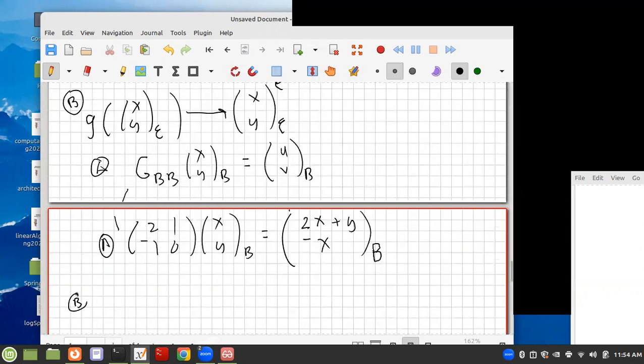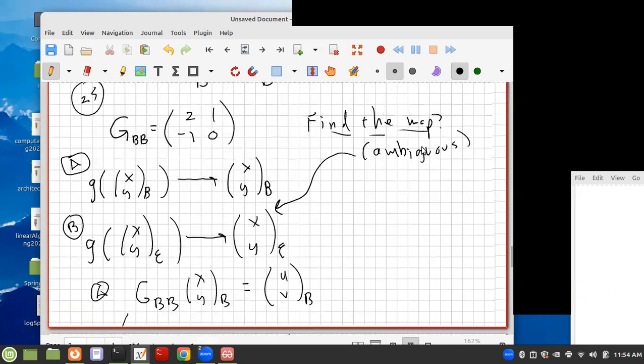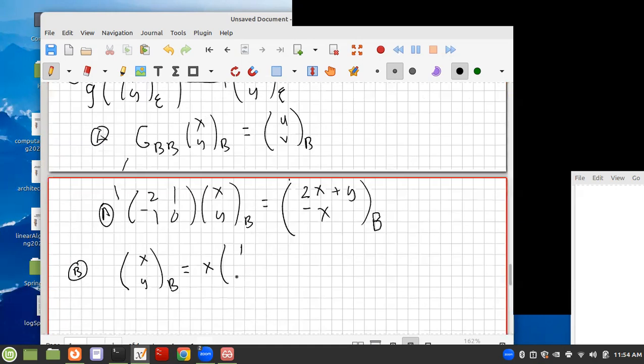The answer to part B is, well, if I take (x, y) in basis B, that is x times (1, 0) plus y times (1, 1). That's what this notation means. It means x times the first basis vector plus y times the second one. So I can write that as (x + y, y), right?